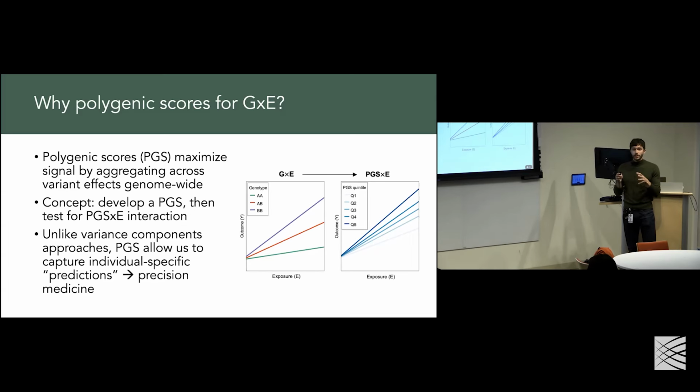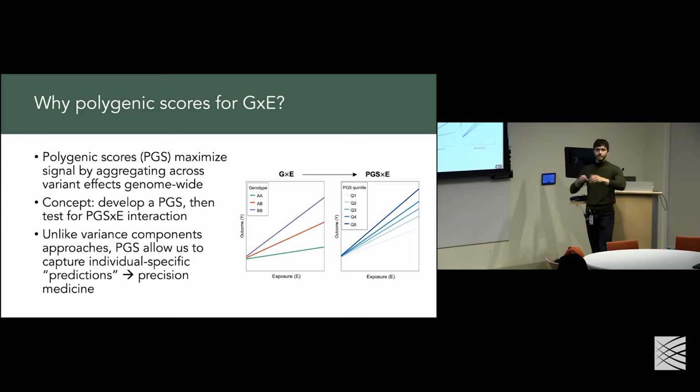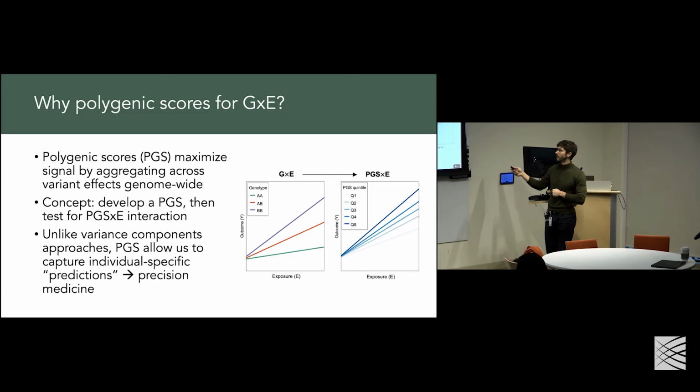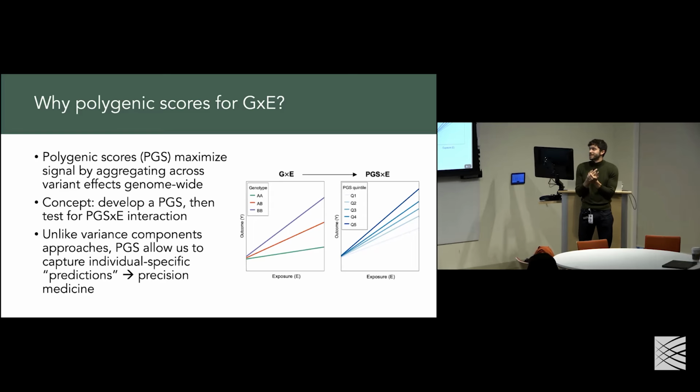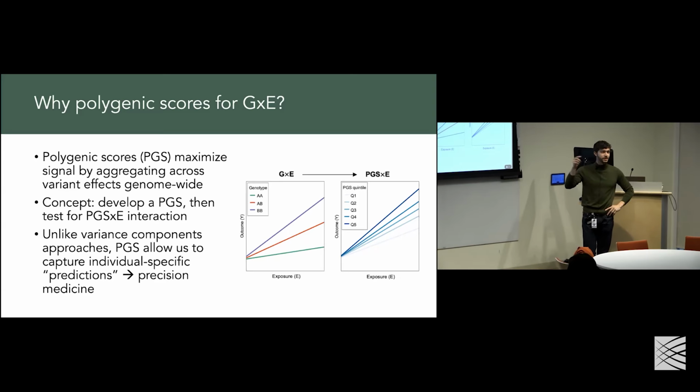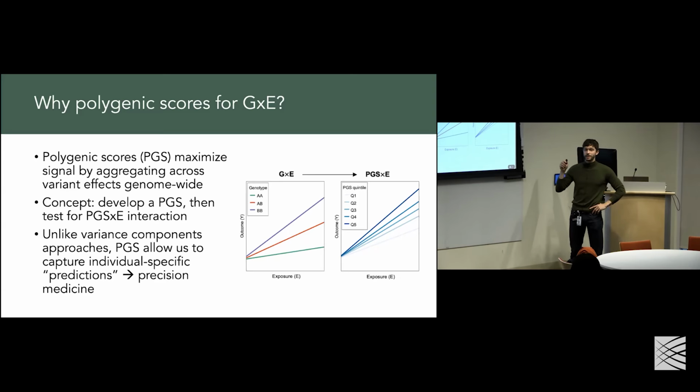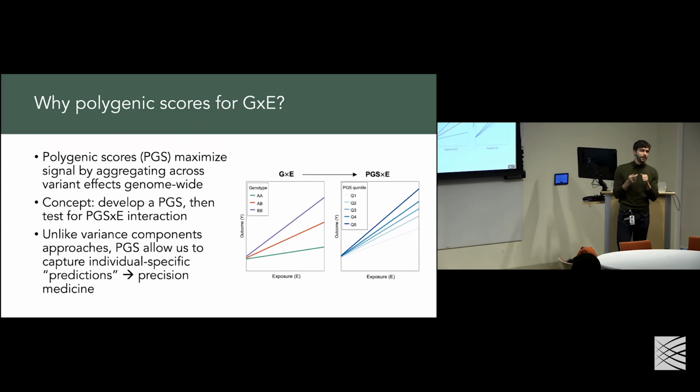The concept here is that we could imagine developing a polygenic score, as we otherwise might, that's meant for prediction, but then test it for PGS by environment interaction. And unlike variance component approaches, these are valuable beyond those because they don't just allow us to quantify how much it matters, but you also get an individual-level estimate. If the polygenic score modifies the expected response to an exposure or environment, you could tell that individual, in a personalized way, how much your outcome is expected to change upon modifying the exposure.